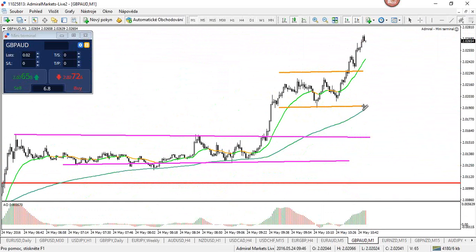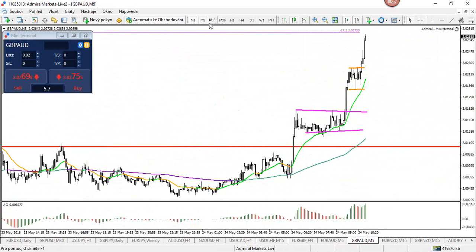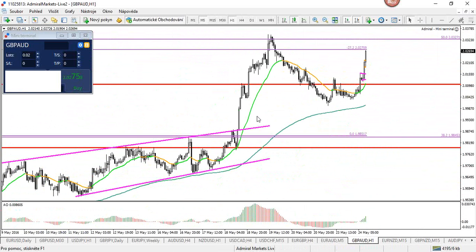You got another flag here, as you can see. Well, yeah, right? But at this moment, this is a runaway currency pair, so there's nothing we can really do that much.